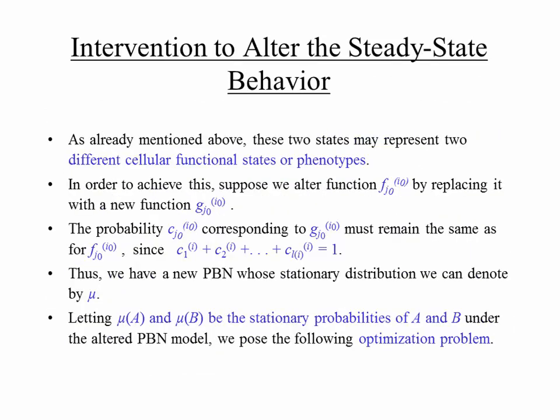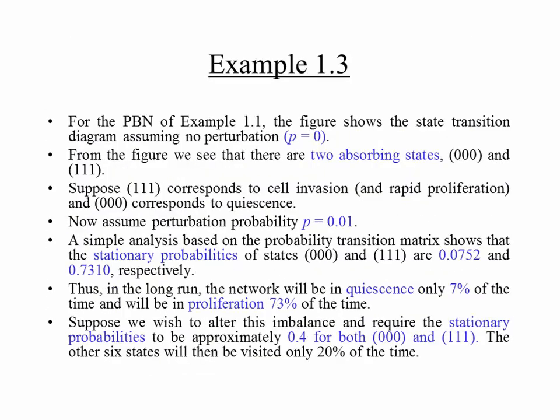I'll show you with an example. For this PBN, the truth table that I showed you, if you assume a small perturbation probability of 0.01, and you calculate the stationary or steady state probabilities, you find that the probability corresponding to 0, 0, 0, which was a good state, is only 0.0752. And for the bad state, it's 0.7310. So you would like to alter this scenario because the bad state has a much higher probability mass in the steady state. The question is, can you alter this scenario?